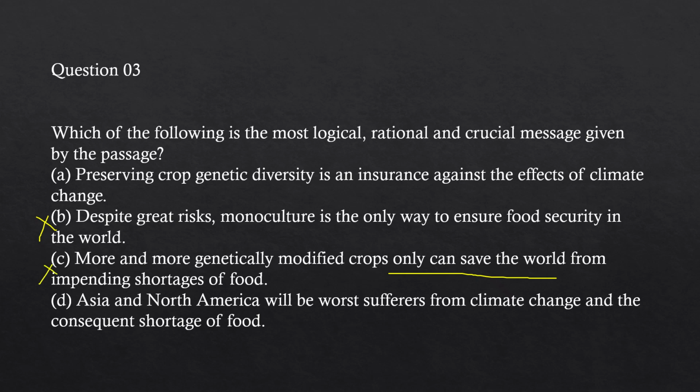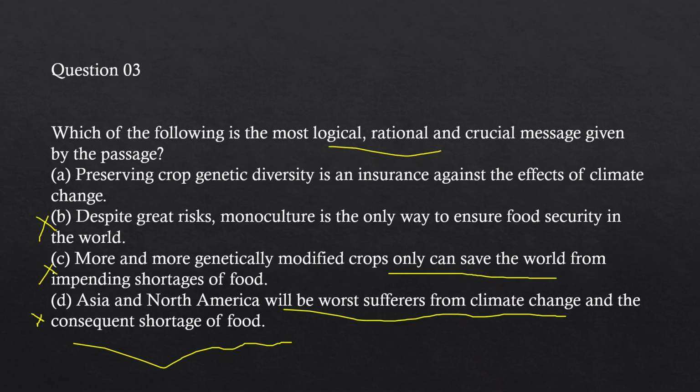Option D, Asia and North America will be worst to suffer from climate change and consequent shortage of food. No, it is also not the answer. Even though it is given somehow, this is not a logical, rational, crucial message. It is not the theme of the message. We have to find the logical, rational and crucial message or the central idea. So this is option number A, preserving crop genetic diversity. Diversity is the main term because monoculture is not good. We have to diversify crops. So preserving crop genetic diversity is an insurance, like a safety net against the effect of climate change.